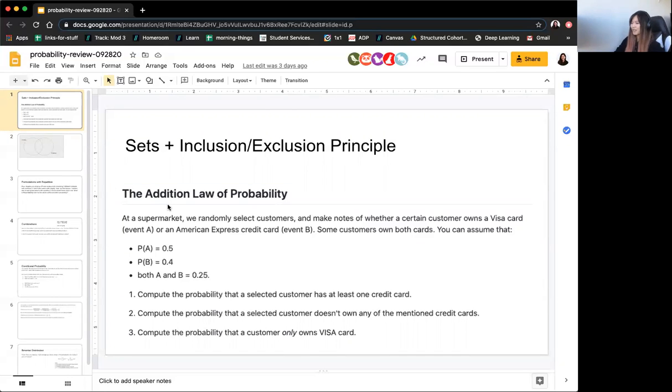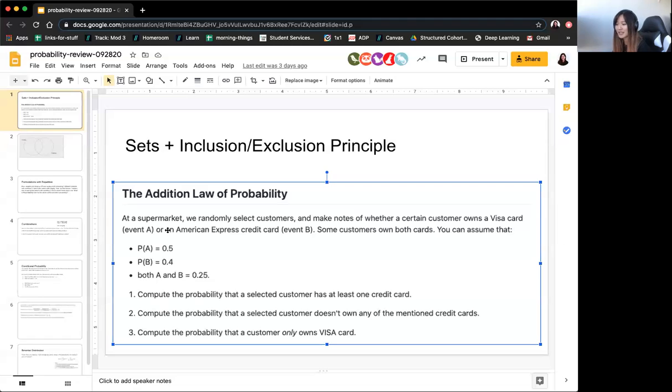If you see something like an overlap, in this case, this is the Visa Amex example. Here we randomly select customers and make notes of whether a customer owns a Visa, an Amex, or both. And these are the probabilities that arise: 0.5 for having a Visa, 0.4 for having an Amex, and then 0.25 for having both. A very major sign that this is going to be a set question is you have the probability of both A and B.